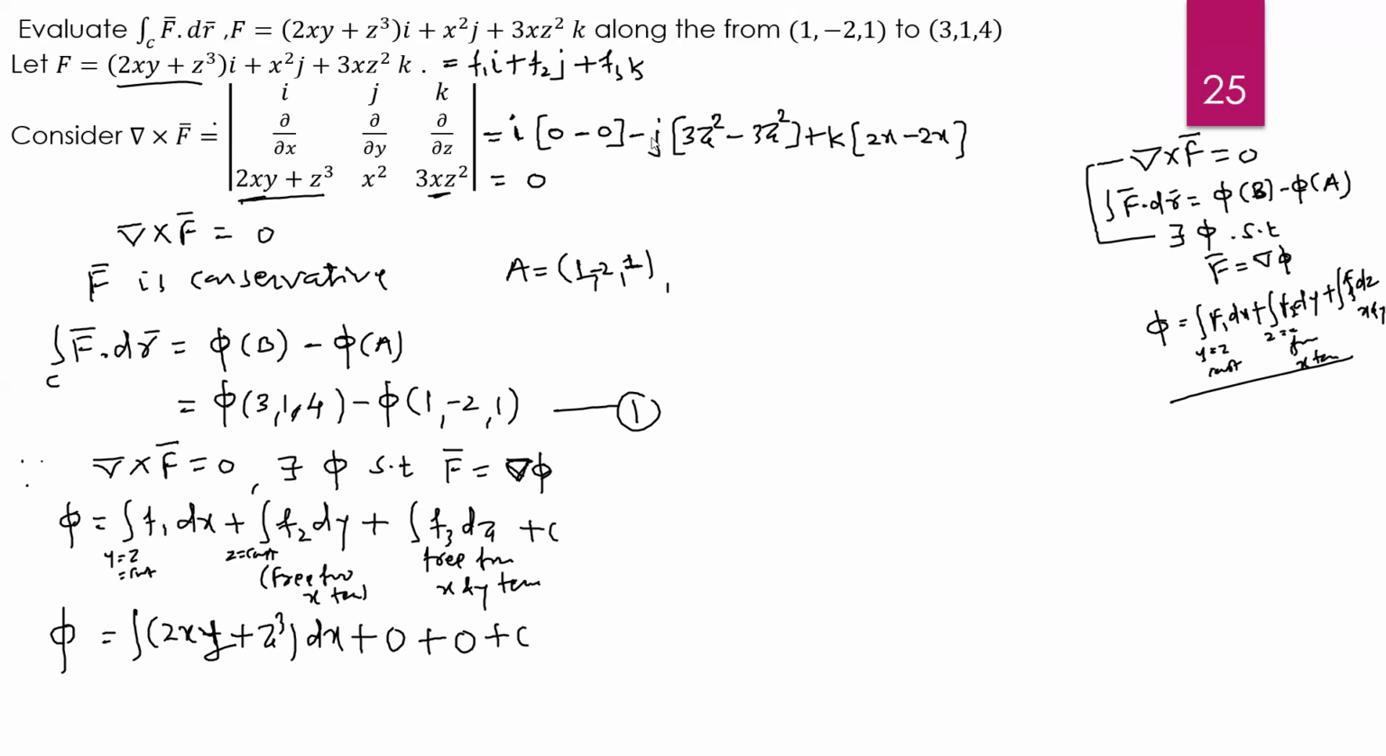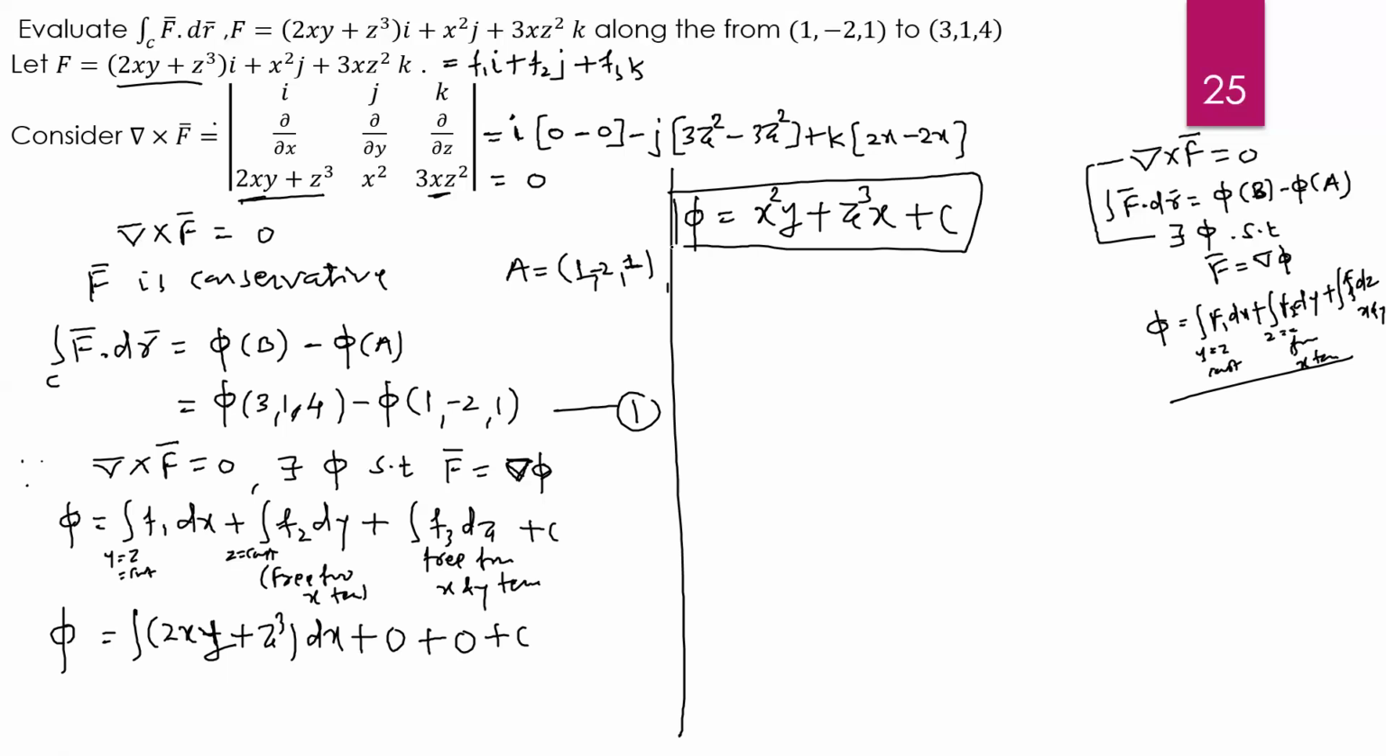Okay. Now let us solve the phi. Phi is equal to the integration of 2xy with y constant, which is x square upon 2, and 2 gets cancelled. That is x square y, plus z cube is constant with respect to x, so the integration is z cube x, and plus an integration constant. So this is the phi. Okay. Now let us find phi of (3, 1, 4) and phi of (1, -2, 1).